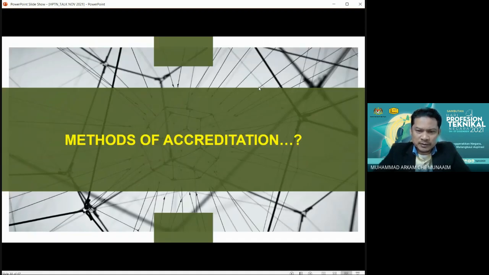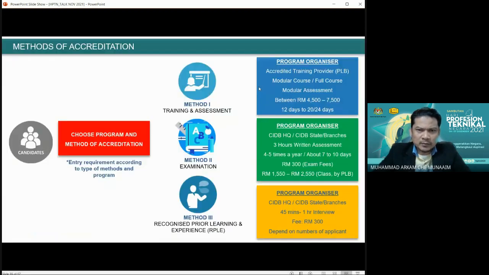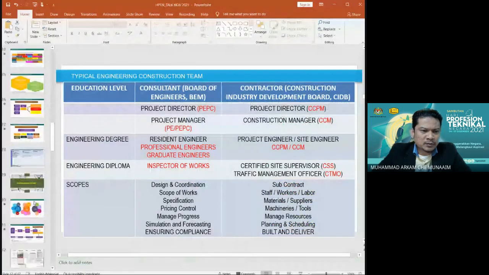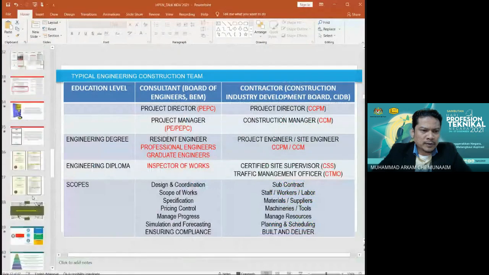Method of accreditation, we try to go a little bit fast over here. We have 3 methods altogether: method 1, method 2, and method 3. Training assessment, written examination, as well as the RPLE, recognition of prior learning experience. For program organizers, CIDB state and branches, the interview is a minimum of 45 minutes to 1 hour. The fee is about 300 ringgit, I can say 250 to 300, depending on the program that you have enrolled.